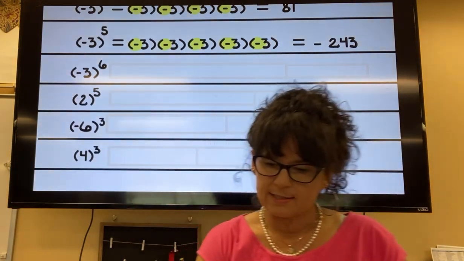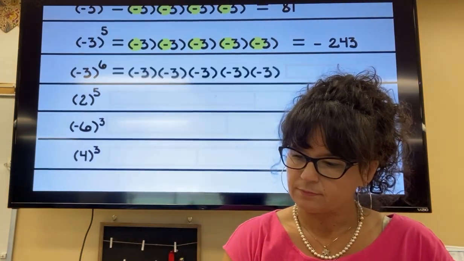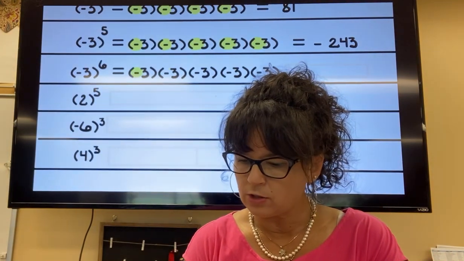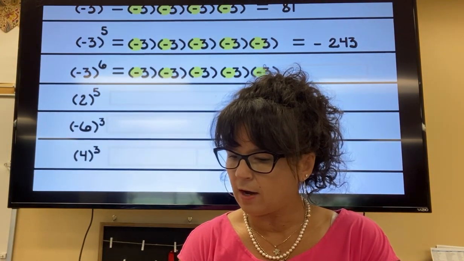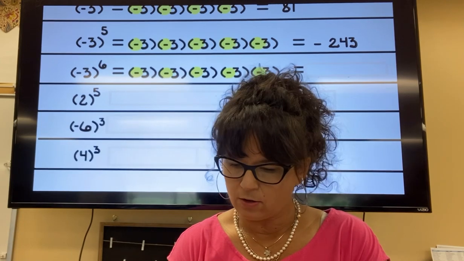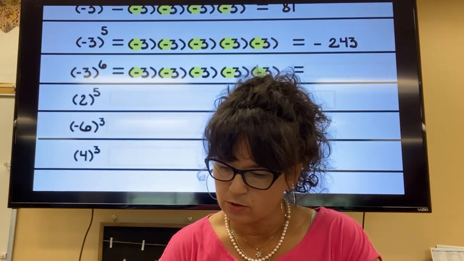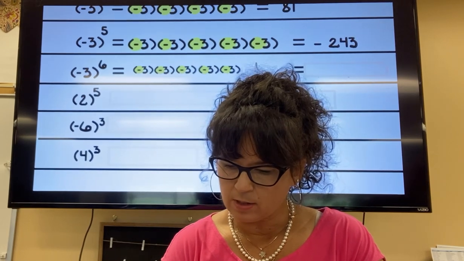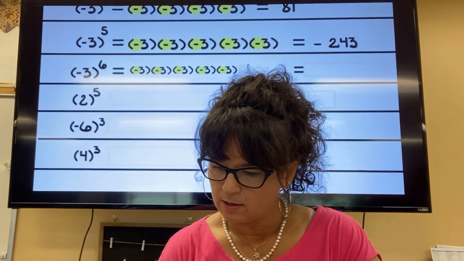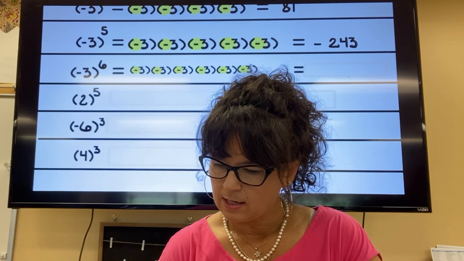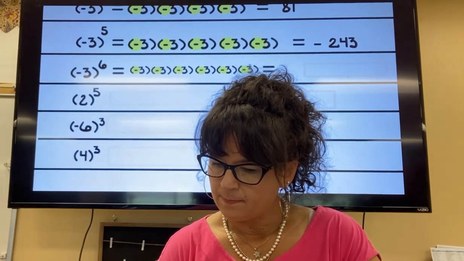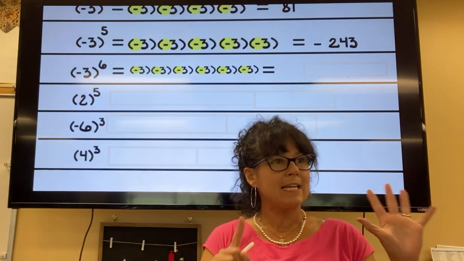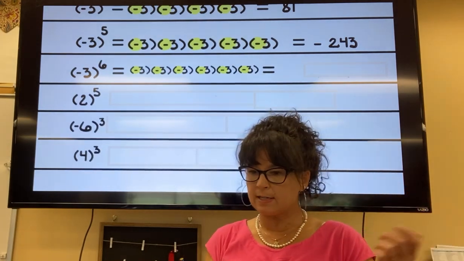Okay, so if I went to the sixth power, we count our negatives. I have 1, 2, 3, 4, 5. I left one off. So let me put an extra one in there. And then if there's 6 negatives, 6 is an even number, so my answer is positive.